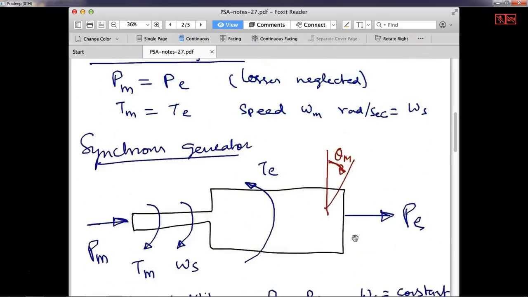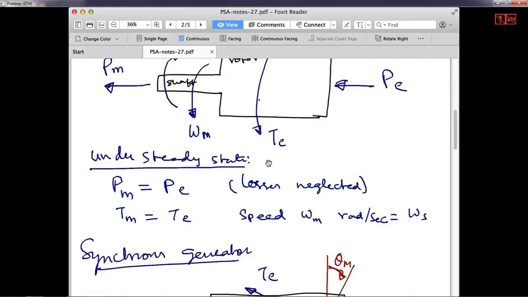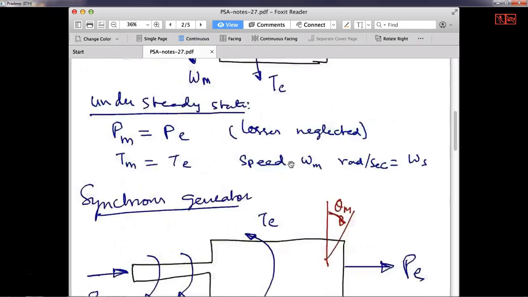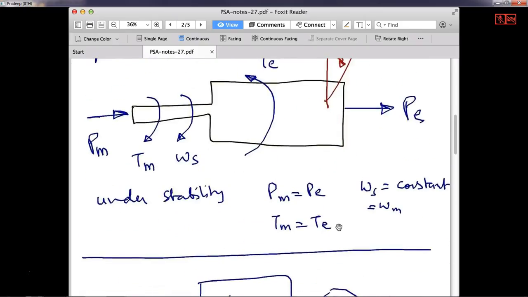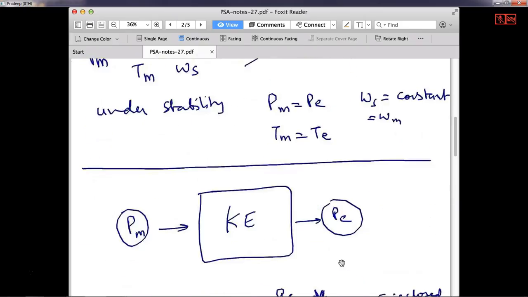Whereas in the synchronous generator, the Pm is entering from the left side and electrical power is leaving from the right side. This time the torque is in this direction and the rotation is also in this direction. So compared to the previous one, the rotation has been reversed. The previous one rotation is like this, whereas here the rotation is like this. Again the same condition applies: under stability, Pm equal to Pe, Tm equal to Te.